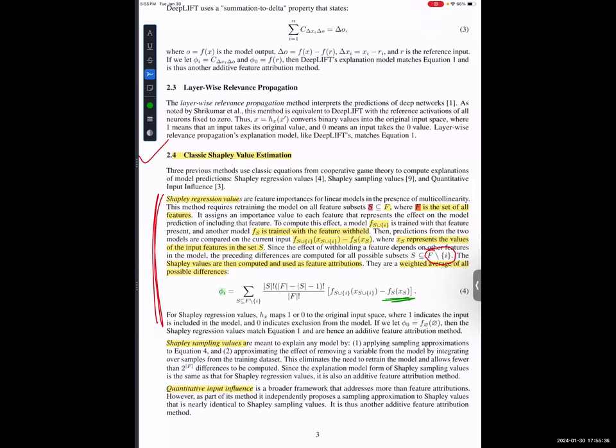So what is F? Oh, F is a feature, S is a subset. So S is a subset of features used to explain this input. So XI must be that feature. I see, here's the definition. F with S union I is the change with that feature present, and F of S is the change with that feature withheld, not present. It makes sense, right? The feature present minus the feature not present.